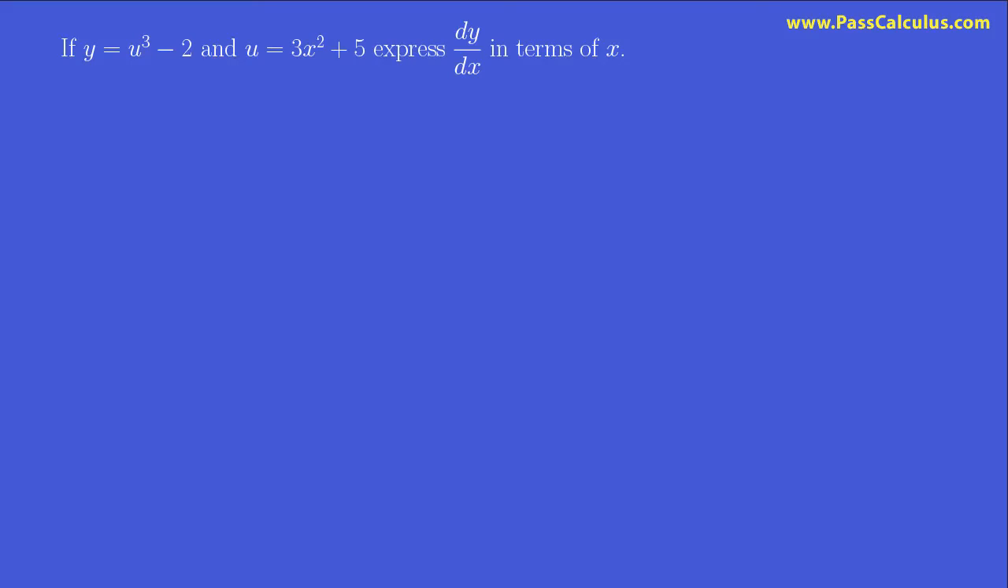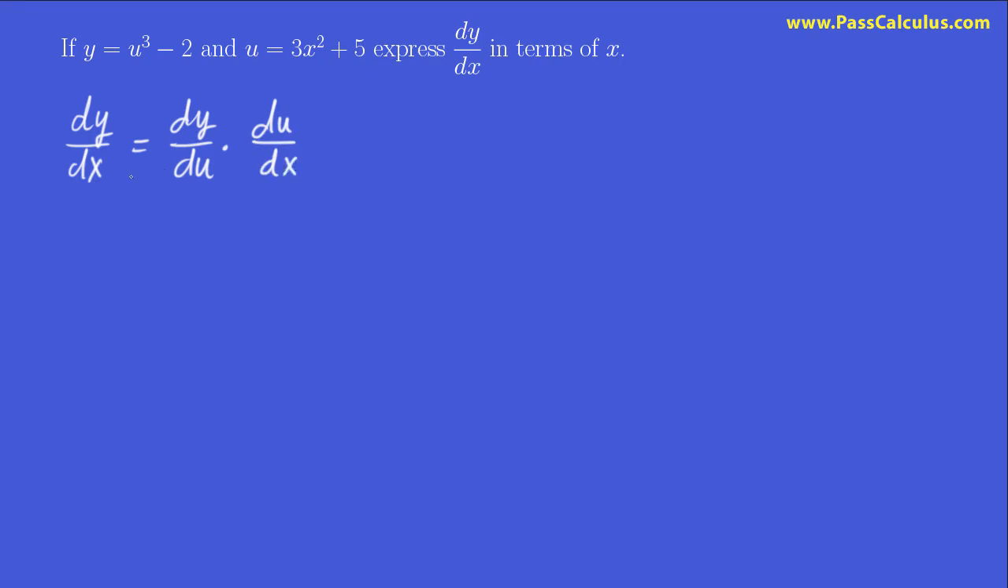This question is written a little bit differently than before. Why don't we use the other formula for chain rule? Remember that using this dy/dx notation, we can write the chain rule as follows: dy/dx is equal to dy/du times du/dx.